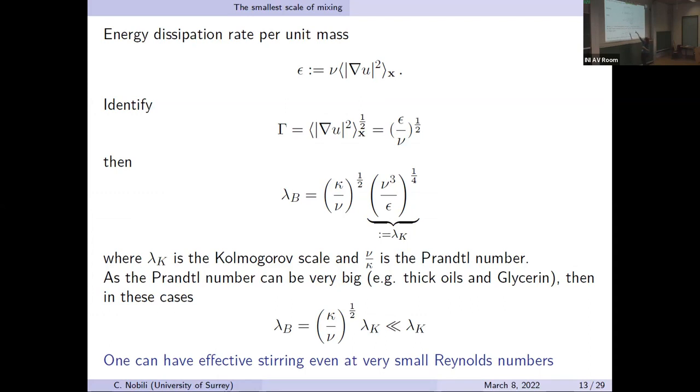Now the first one is the Prandtl number, actually the inverse of the Prandtl number. The Prandtl number is nu divided by kappa, and the other one is called the Kolmogorov scale, and we call it lambda_K. Now, if you think of the Prandtl number as very large, for example for thick oils and glycerin and other fluids with a very high Prandtl number, then you see that lambda_B would be much, much smaller than lambda_K. So in particular, Charlie was telling me, you don't have to go to high Reynolds number to see effective mixing, but this can actually happen also at small Reynolds number. I thought to include this because I find it a very important observation.